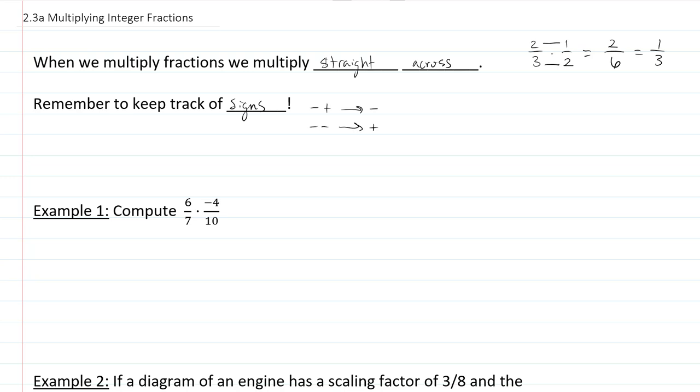Compute 6/7 times -4/10. So we multiply straight across. So 6 times -4 is -24, and 7 times 10 is 70. So we could leave it like this, but usually we want to reduce a fraction down to its most reduced form. So I'm going to divide top and bottom by 2, because I notice that they're both even, right? And this is -12/35 now. And I think that's as far as I can go reducing. So the answer is -12/35.